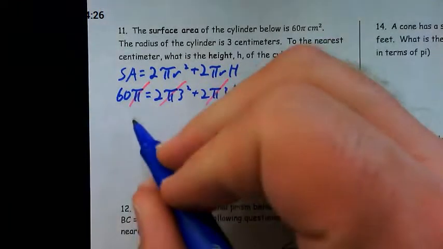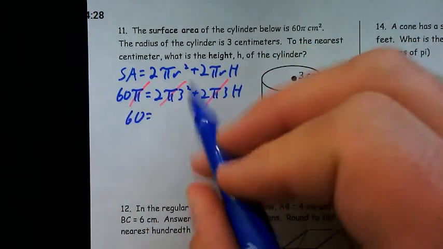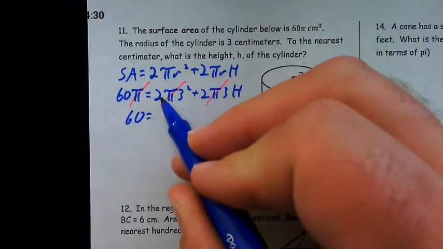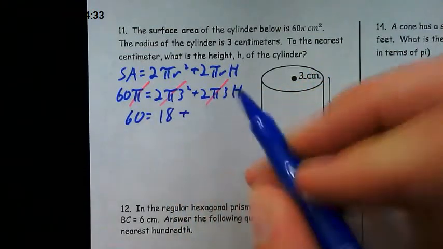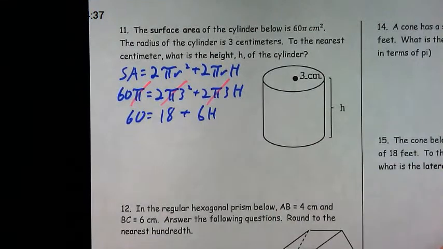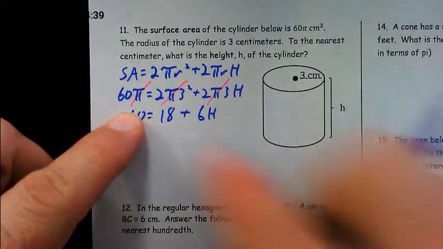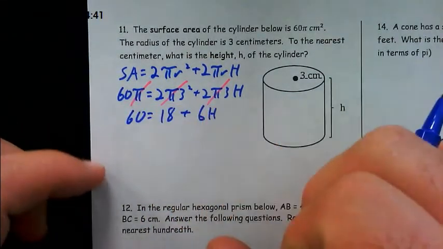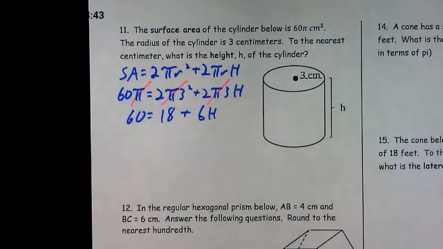Now that we divided it off, we just have 60 equals 3 squared is 9. 9 times 2 is 18. 2 times 3 is 6. Cancel it off because it's on both sides, right? It's on every single term on both sides of the equation.